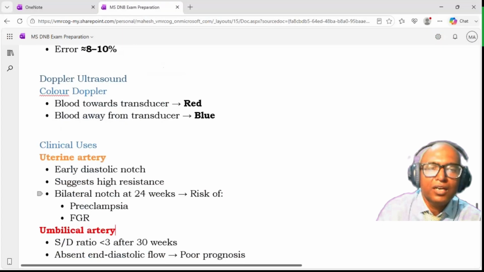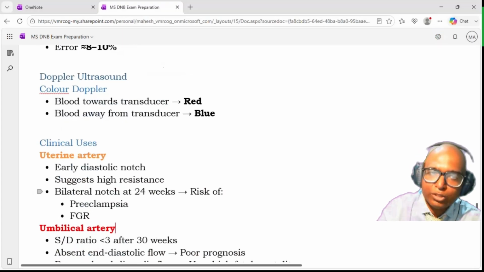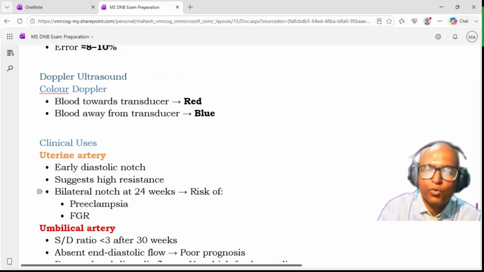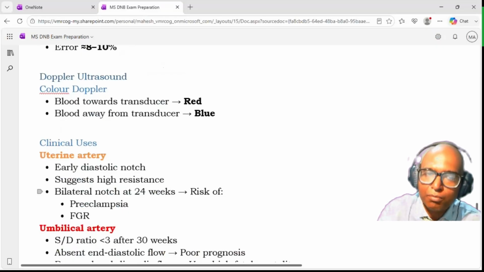Okay. Then there may be a short note only on Doppler ultrasound. Okay, so color Doppler. If the blood flow is flowing towards the transducer, you will get the red color. If the blood is flowing away from the transducer, you will get the blue color.